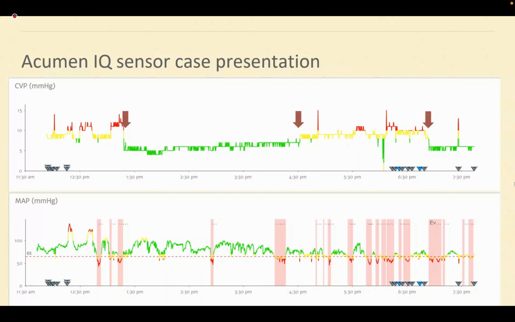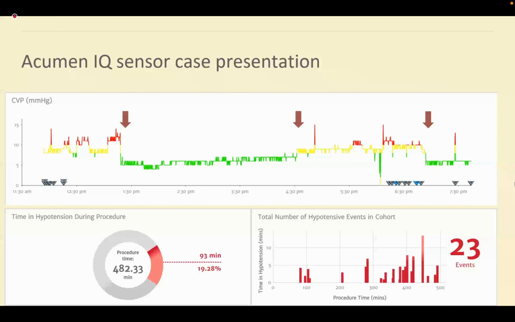So in low CVP studies, I think hypotension may be a price to pay. From this case, time in hypotension was about 93 minutes, or 20% of the total procedural time, and 23 events were measured, mainly while they tried to reduce CVP.